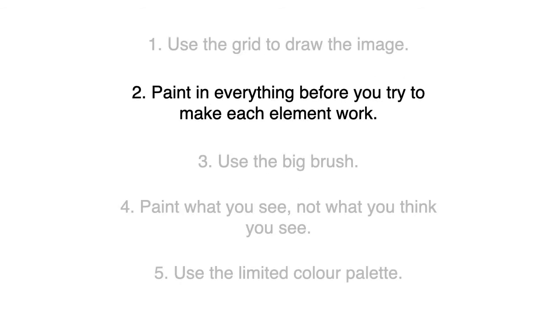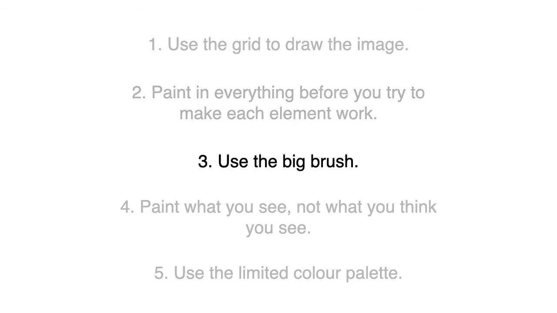So grayscale is so important when you're doing a painting, and that's why you have to paint everything. You have to block in everything on the painting before you can do anything else to it, because the color you are trying to create will be created in comparison to the color next to it. Paint in everything before you try to make each element work. Let's look at number 3. Use the big brush.